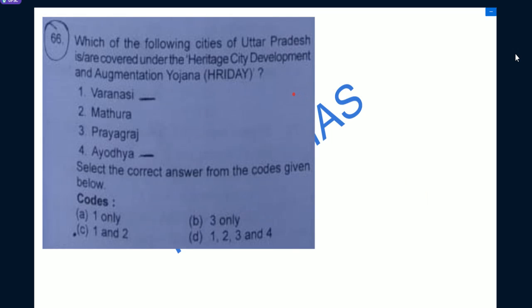Question number 66. Which of the following cities of Uttar Pradesh is or are covered under the Hriday Yojana? हृदय योजना में कौन कौन सी सिटीज हैं उत्तर प्रदेश की, है ना? उत्तर प्रदेश की कौन कौन सी सिटीज है? फर्स्ट ऑफ ऑल, in this Hriday Yojana there are cities like Mathura, and Varanasi, two cities of UP.